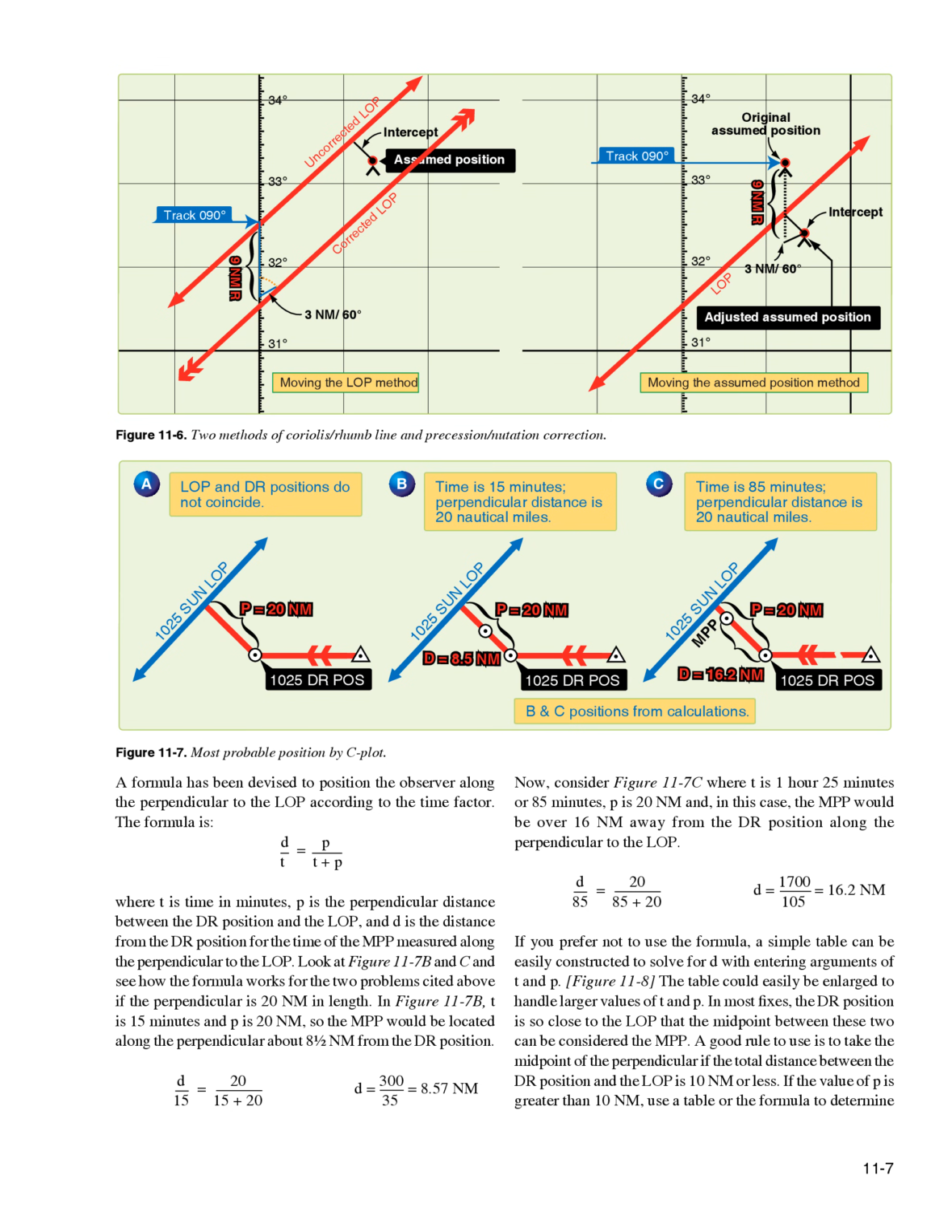If you prefer not to use the formula, a simple table can be easily constructed to solve for d with entering arguments of t and p. Figure 11.8, the table could easily be enlarged to handle larger values of t and p. In most fixes, the DR position is so close to the LOP that the midpoint between these two can be considered the MPP. A good rule to use is to take the midpoint of the perpendicular if the total distance between the DR position and the LOP is 10 nautical miles or less.